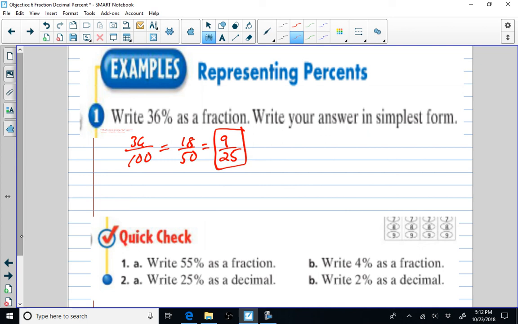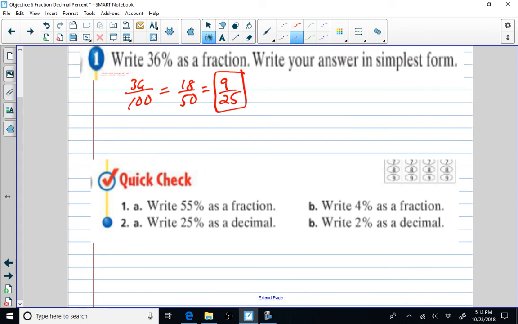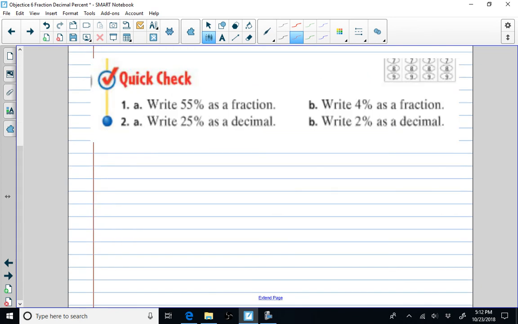We'll try these problems here down at the bottom. Number 1, 1A. I want to write 55% as a fraction. I'd start with 55 over 100. I can divide by 5 over 5. 55 divided by 5 is 11. 100 divided by 5 is 20. So 11/20ths would be the simplest form of 55%.